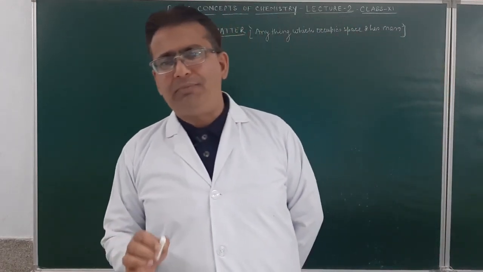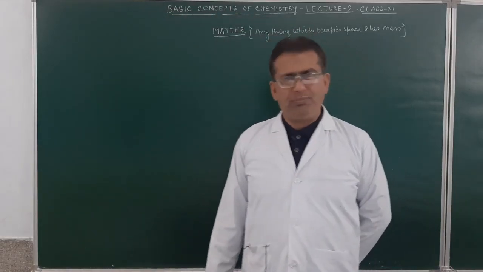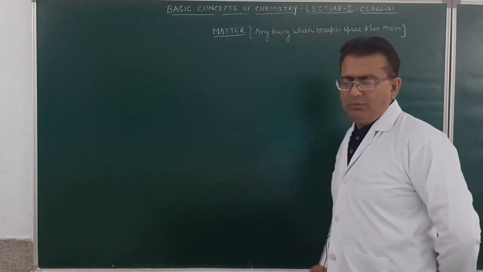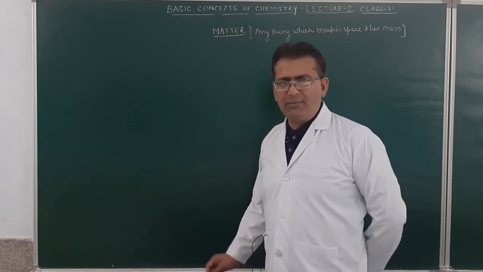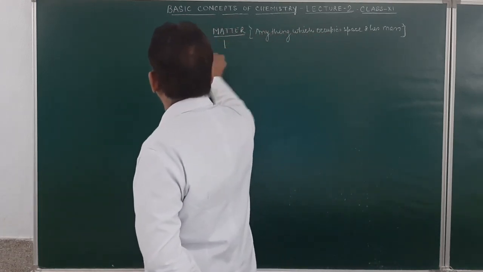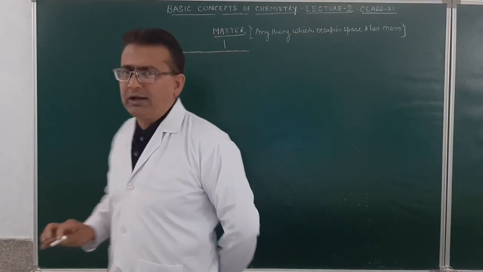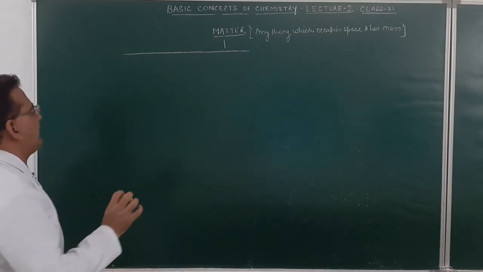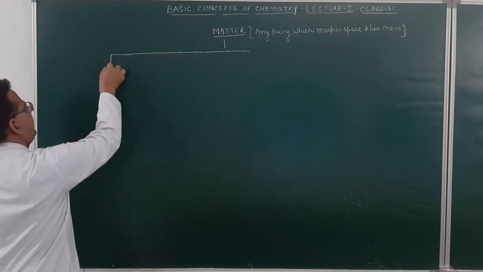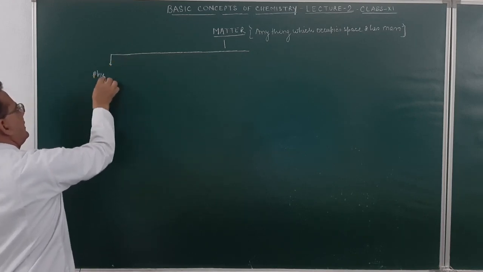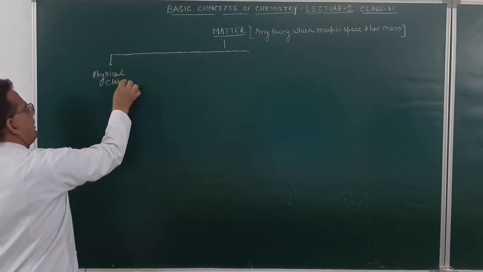Now, if I classify matter, there are two ways of classification. The matter can be classified either by the physical classification or by the chemical classification. Just understand very carefully. This can be a physical classification of the matter. Am I clear, students?